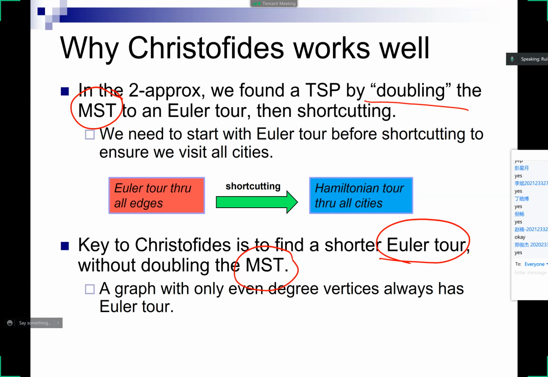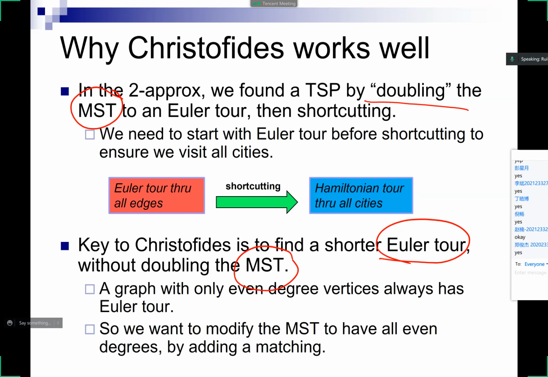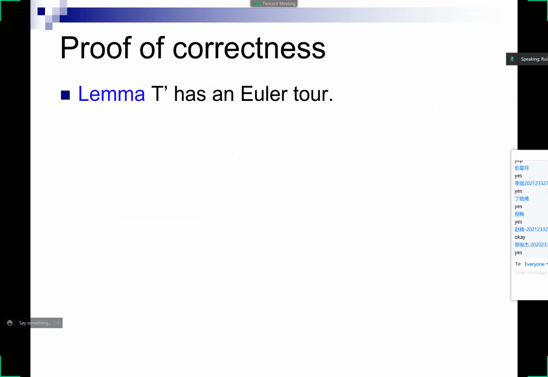And that's where the 1.5 approximation comes from. We don't double the MST, we just find something which is 1.5 times as large, and so in the end, we're going to get a 1.5 approximation. So that's the basic idea for why Christofides works well. All right, so now let's do the proof.